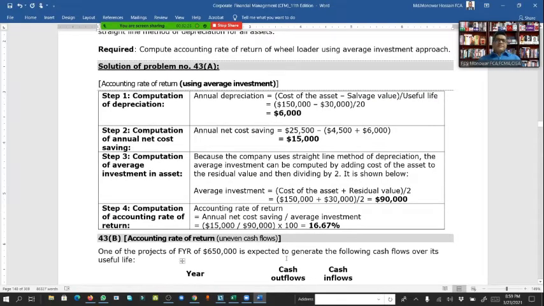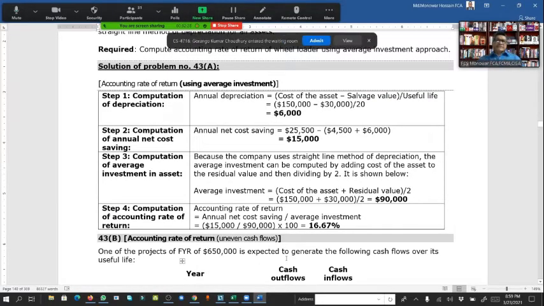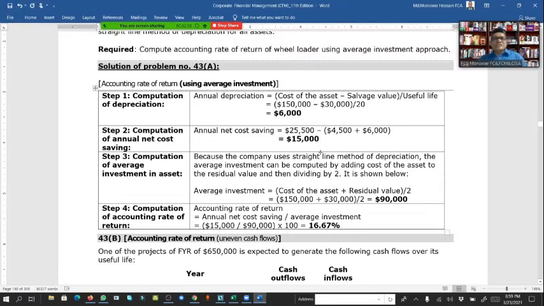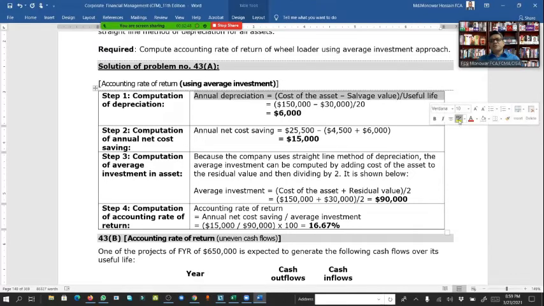First of all, we have to calculate in different stages. Number 1, computing the depreciation first. If we compute the depreciation, look here, annual depreciation is cost of that asset minus salvage value divided by life. We know it. So here 6,000 is the depreciation per year. And computation of the annual net cost saving.